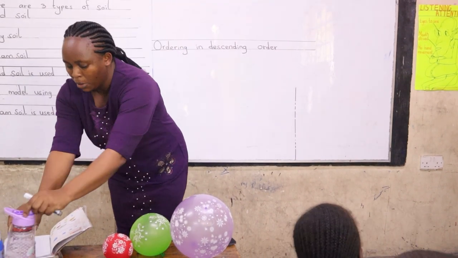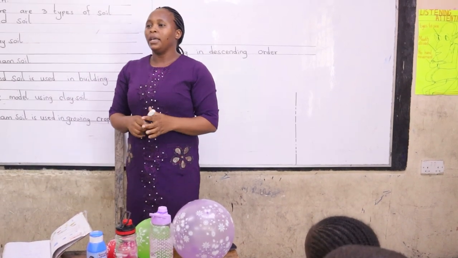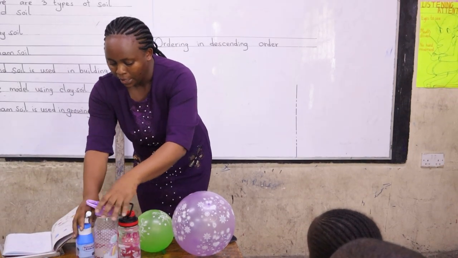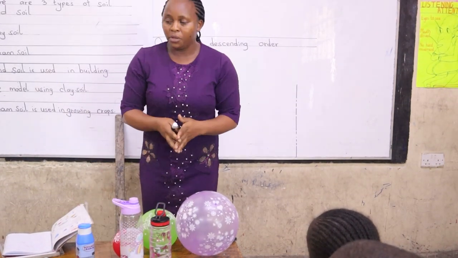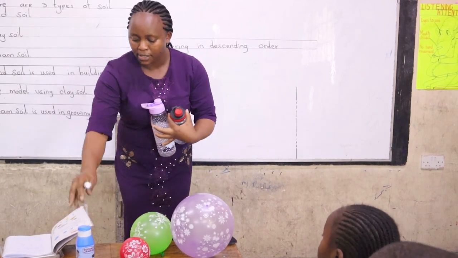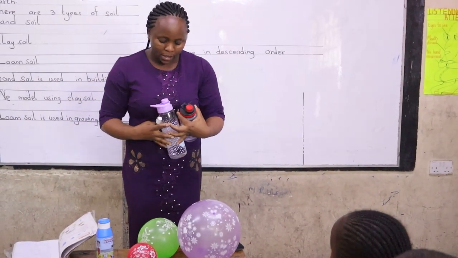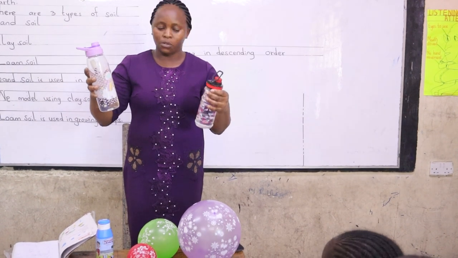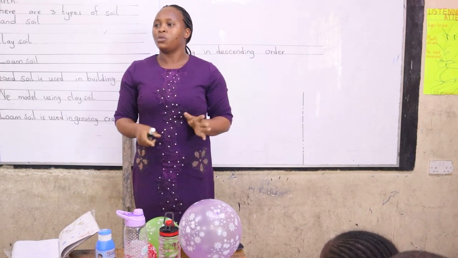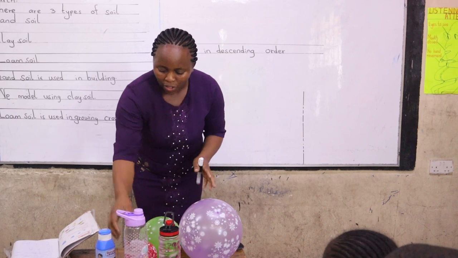Here I've got bottles of different sizes. We are still going to order them from the biggest to the smallest. Are you seeing the bottles with me? Yes. They are of different sizes. I have got a blue one, this one, the next one, and the other one. So I want to order them from the biggest to the smallest. Are we together? So let me arrange them.